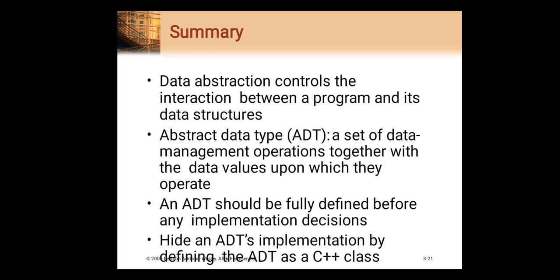So at the end we will see in a short summary about the abstract data type. Data abstraction is a process which gives you only the essential details by hiding the background details. So data abstraction controls the interaction between a program as well as its data structure. ADT is a set of data management operations together with the data values upon which these functions can operate, and an ADT should be fully defined before implementation decisions. So in this video we learned what data abstraction is, what an ADT is, how to write an ADT, and different examples of ADT.